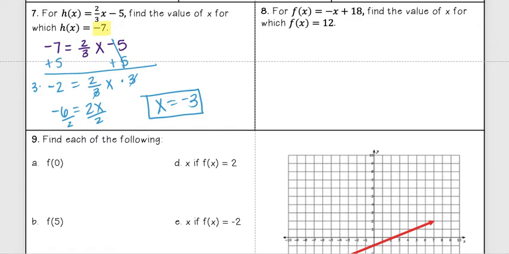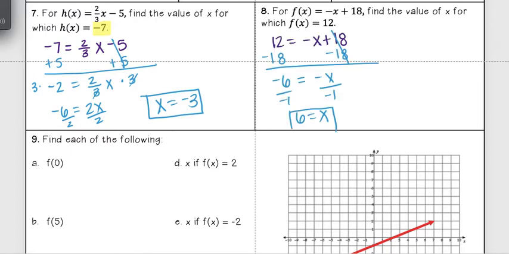Okay, go ahead and pause the video and try and do number 8 on your own. Okay, so for this one, again, I was wanting to find the value of x for which f of x equals 12. And since I already know what f of x is equal to, I replace that with 12. So I have 12 equals -x plus 18. And then I want to get x by itself, so I move the 18 over.